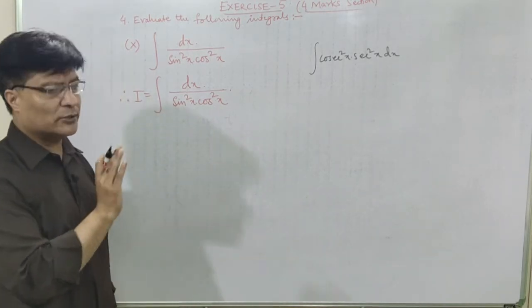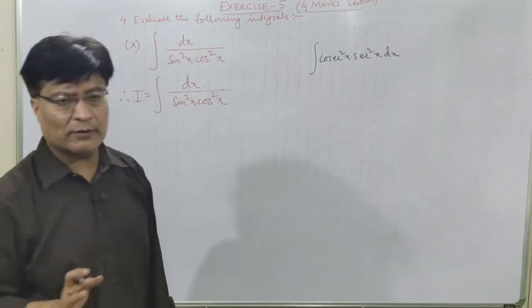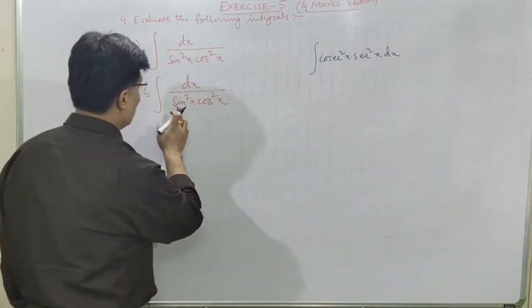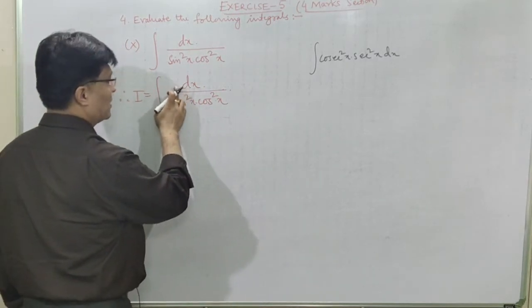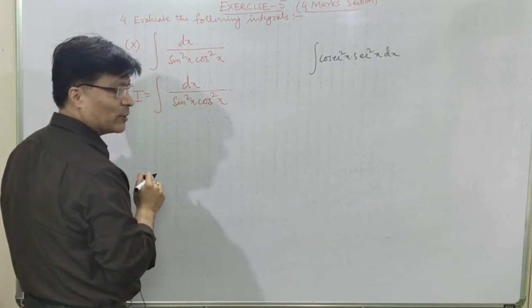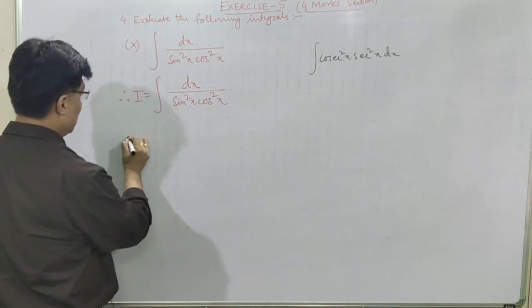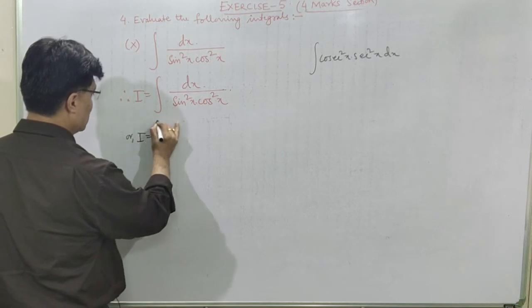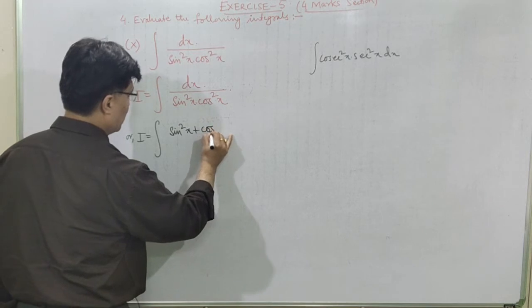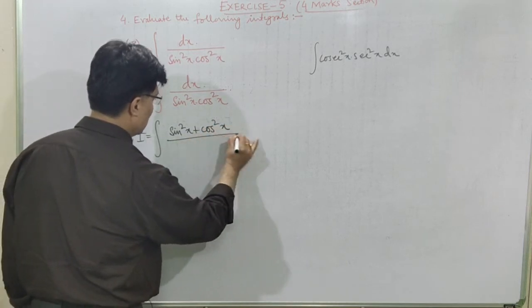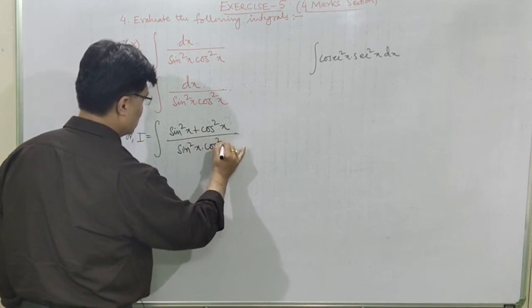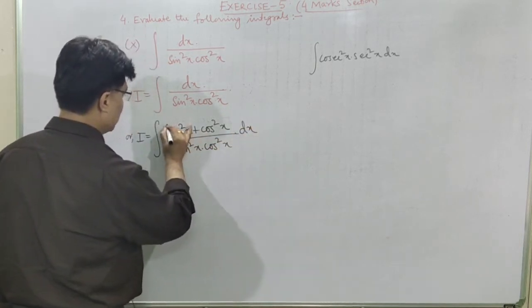You may write this one, 1 by sin square x is cosec square x, 1 by cos square x is sec square x. But how will you integrate it? So there is no any method for integration of cosec square x, sec square x. Okay, so in this case, before this dx there is 1 actually. So instead of that 1, you can write sin square x plus cos square x. Let us write it. So or I is equal to integration of, this is your sin square x plus cos square x divided by, this is sin square x into cos square x dx.